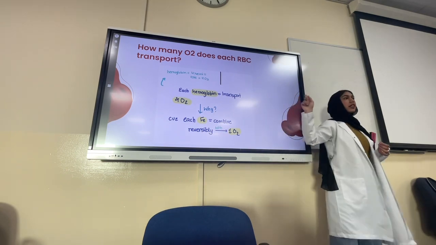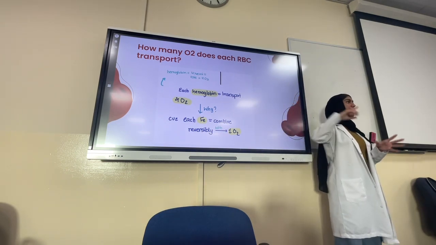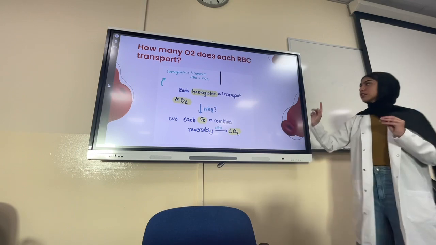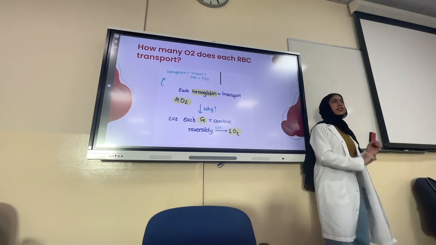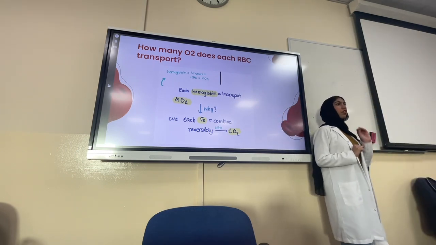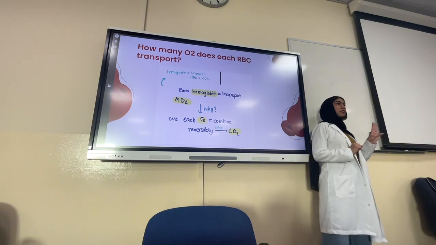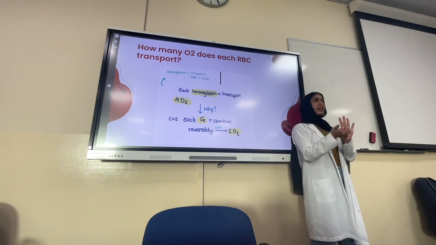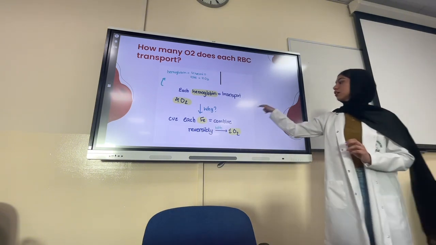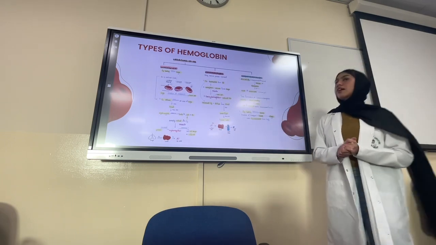This was a question that I think Al-Adil mentioned in class, or it was part of the TBX something, but let's go over it. How many oxygens does each hemoglobin transport? Four. Why? Because four irons, and each iron binds to one oxygen. Okay, now we have types of hemoglobin.